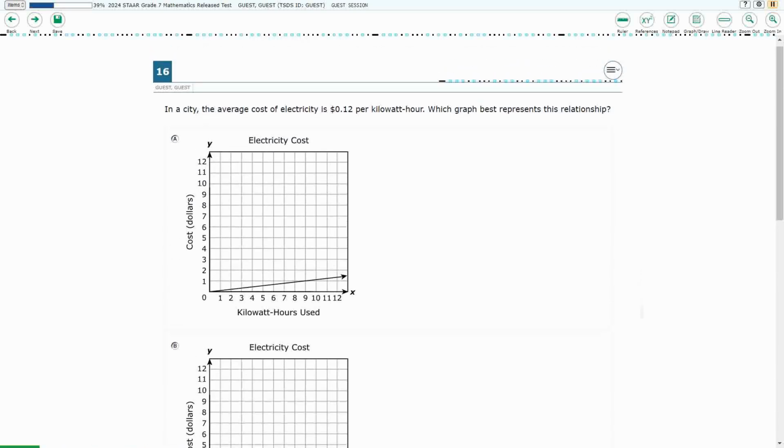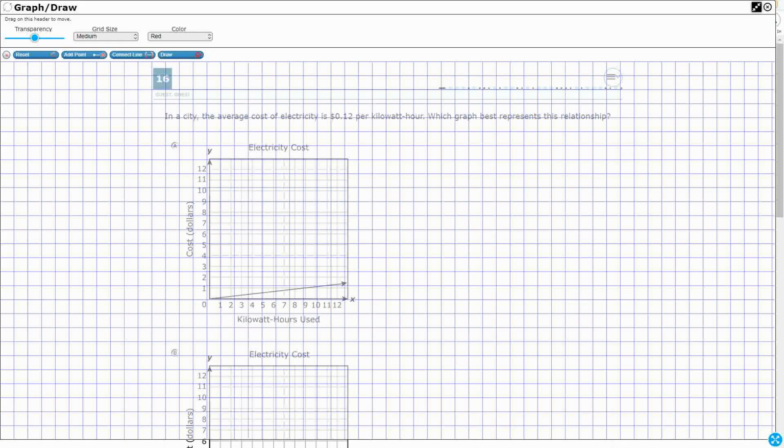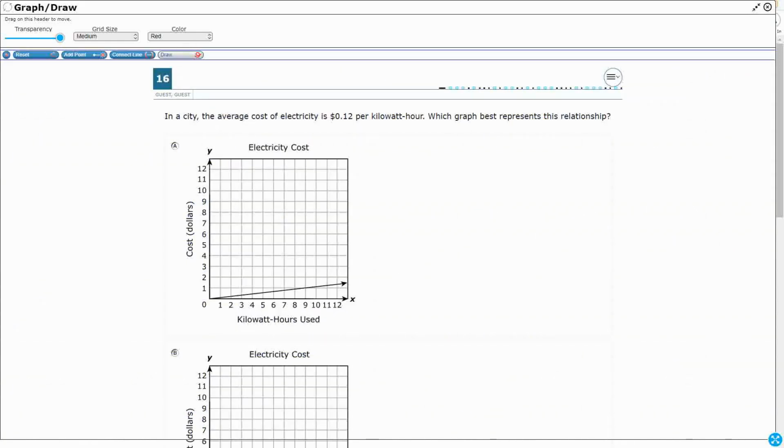All right, so we've got a city that's using an average cost of 12 cents per kilowatt hour. We need to find a graph that best represents that relationship. When we see this word per, that gives us a clue that we're dealing with a rate. So what are our two units? We've got dollars per kilowatt hour.